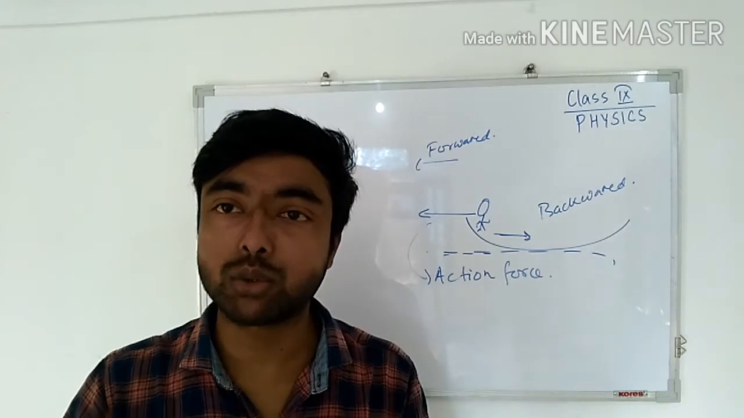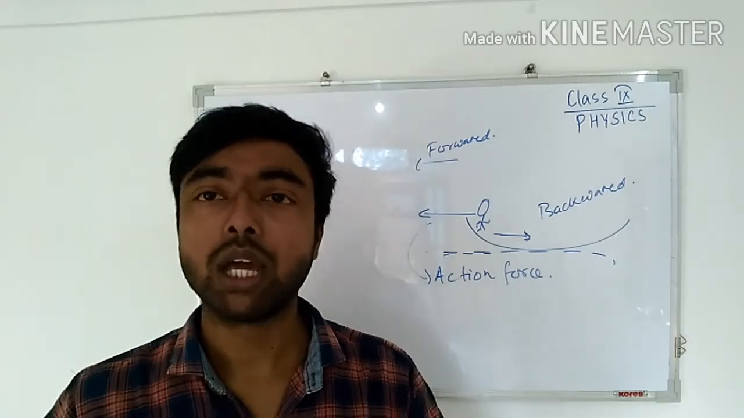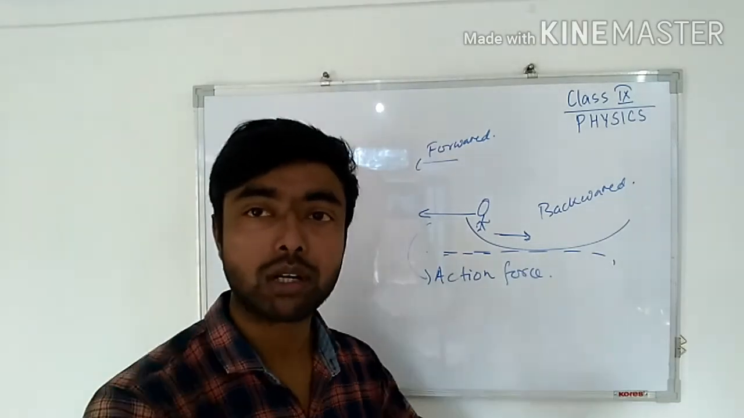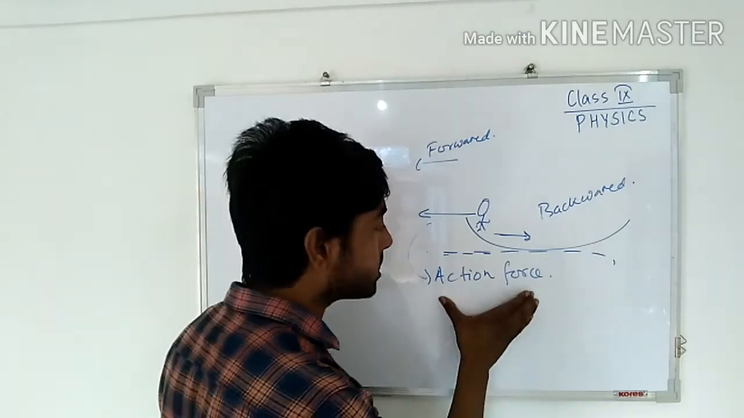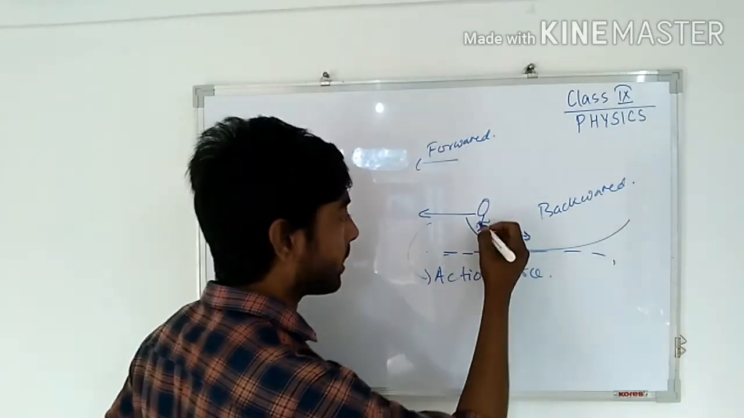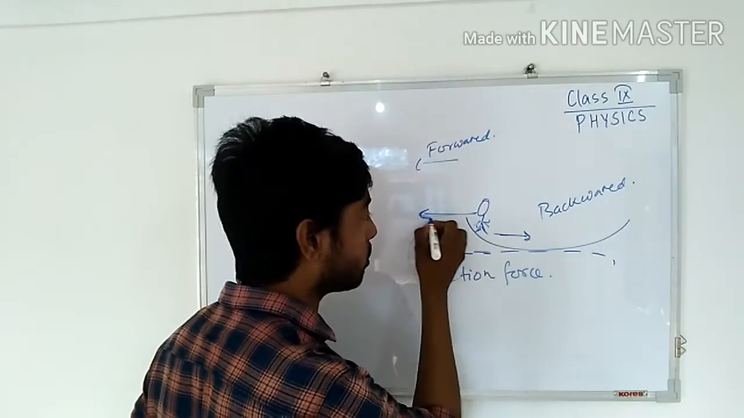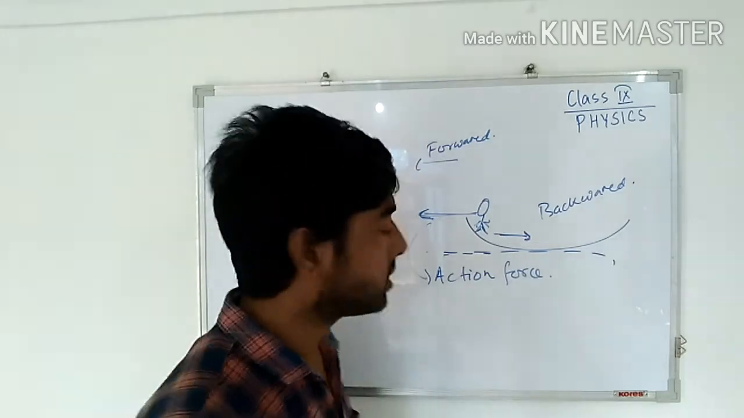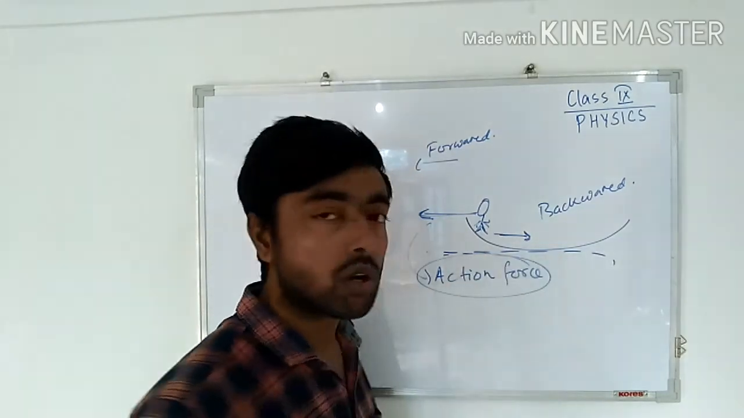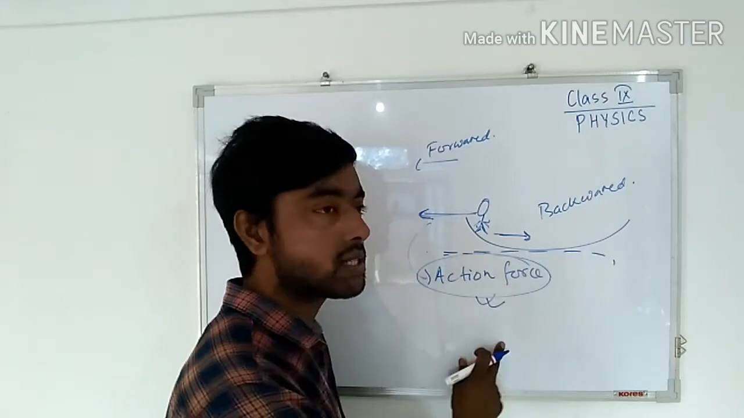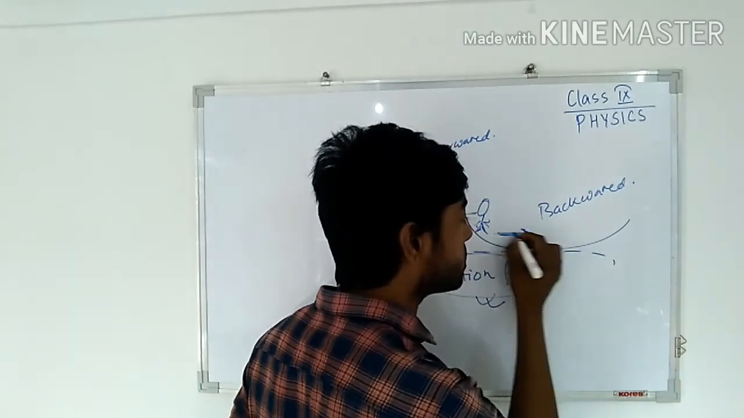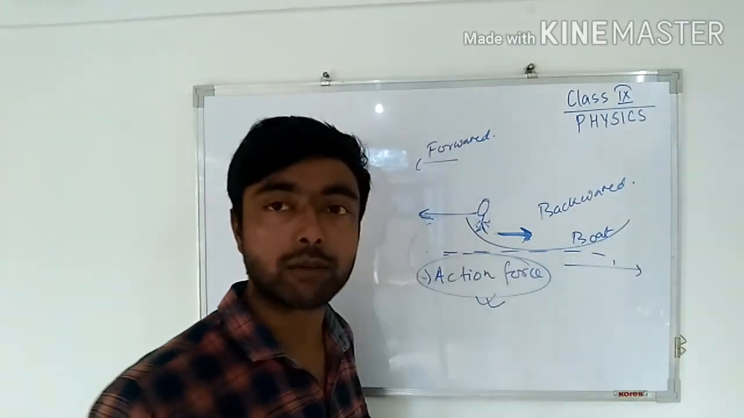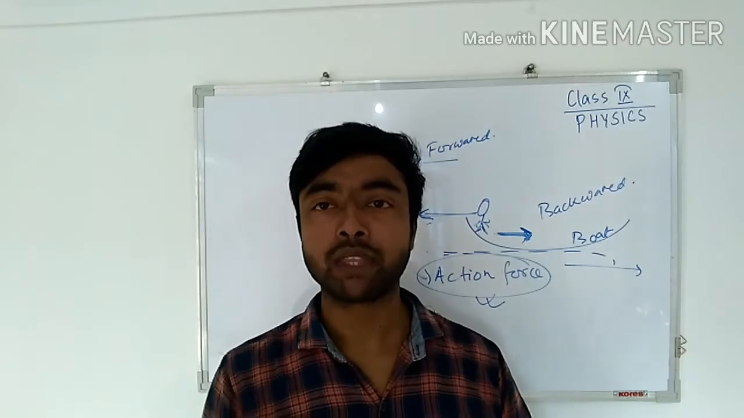And due to this action force, you are coming forward out of the boat. This action force has made you come out of the boat, but it is not alone. Along with this, there is another force which tends to make the boat move in the backward direction. If the boat moved in the backward direction, what does that mean?